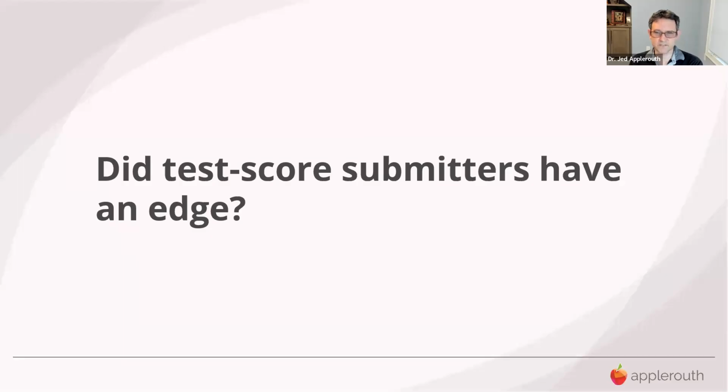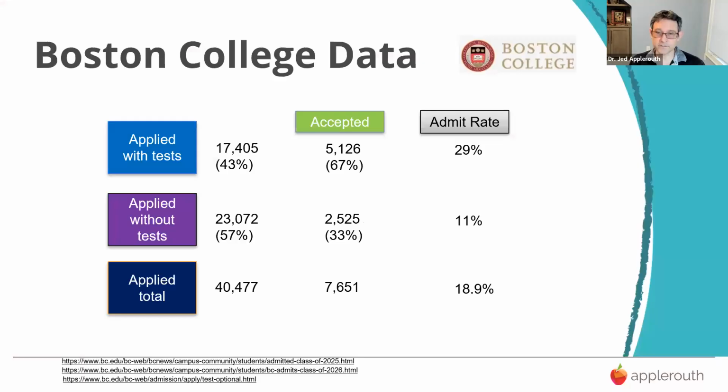So one of the biggest questions parents ask is, does it help? How do we know? Now, we know there are admissions offices where they like testing and they're transparent about it. One of them is Boston College. BC, look at the numbers. The numbers tell a very clear story.